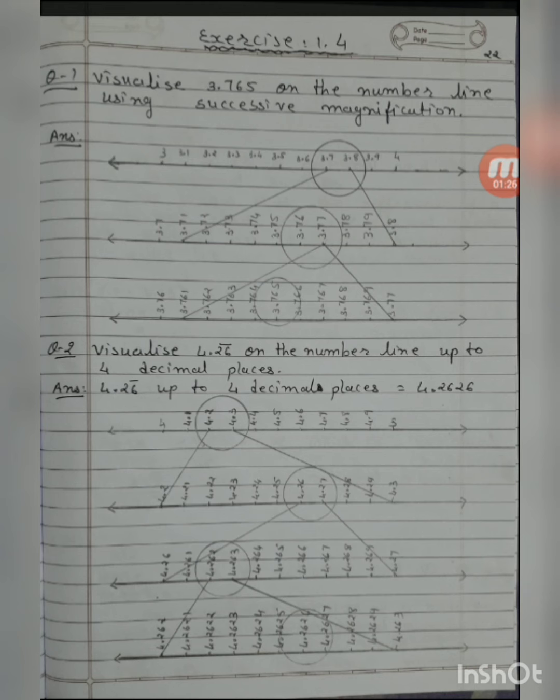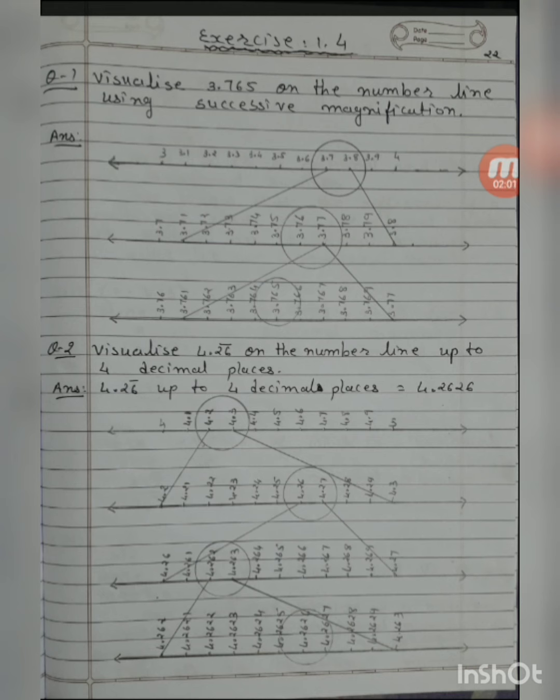Exercise 1.4, question number 1. Visualize 3.765 on the number line using successive magnification. So on the first number line I draw 3 to 4 and our number lies between 3.7 and 3.8. Next number line 3.7 to 3.8 and our number lies between 3.76 and 3.77. And now on the last number line we draw 3.76 to 3.77 and we can see our number is 3.765.